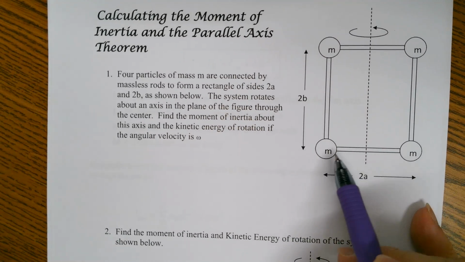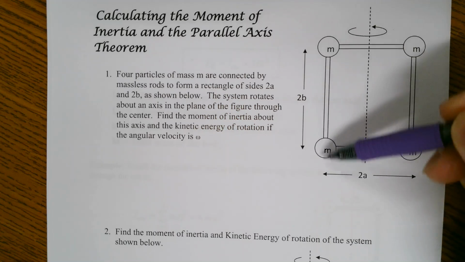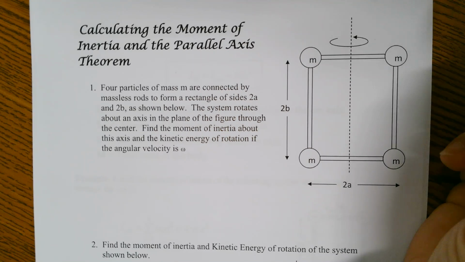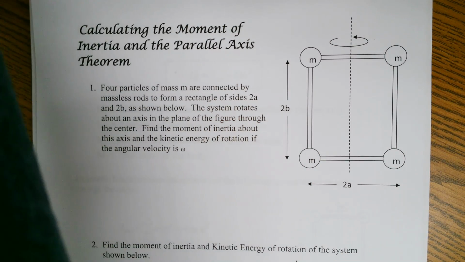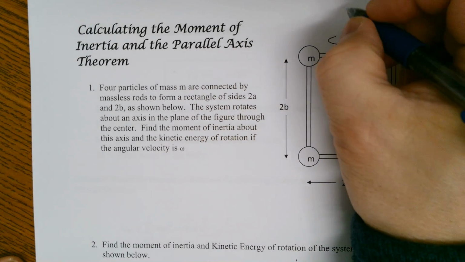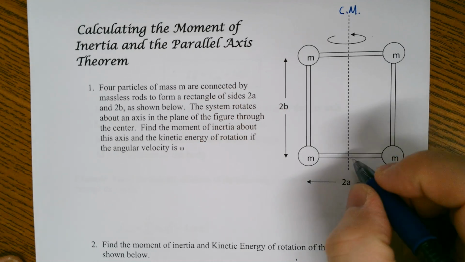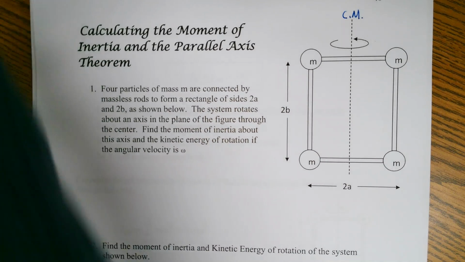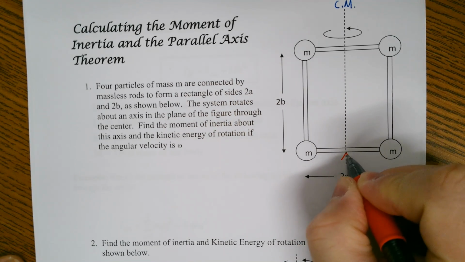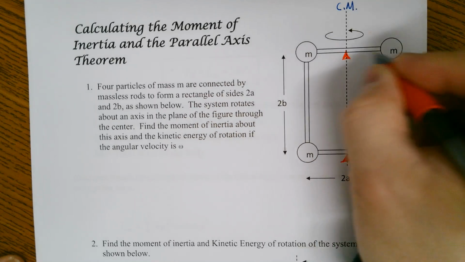So the separation horizontally for each mass is 2a, and vertically it's just 2b. Since it's rotating about the center of mass of the system, this is the axis of rotation, right? So it's turning about this axis right here, where the center of mass is already located. So this is the actual pivot point, right here between these two, and the pivot point is right here for these two.